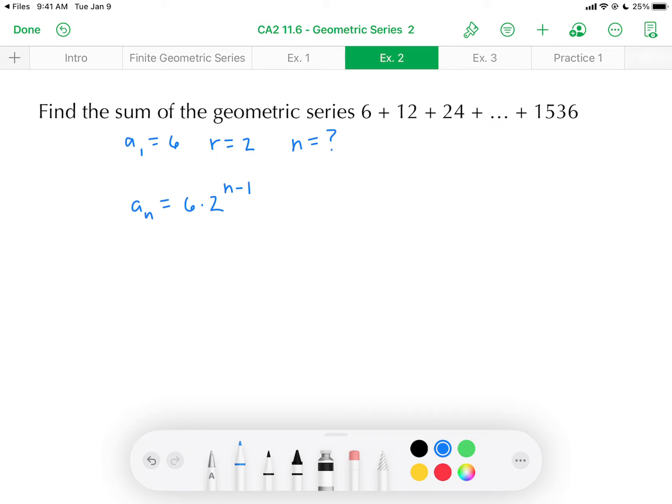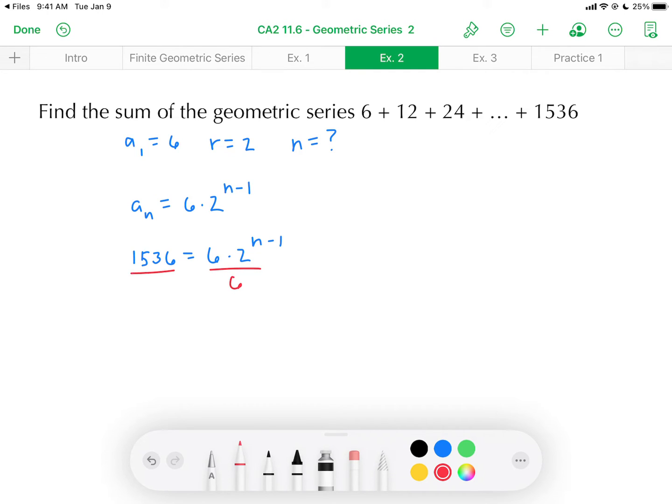Okay, now I know the last term here of the sequence that's being added together is 1,536. So I'm going to substitute that in for A sub N. And look what I have now. I have an exponential equation to solve, which we're just coming off of the unit chapter 9 where we were solving these types of equations, right? What's going to be the first step to solve this for N?